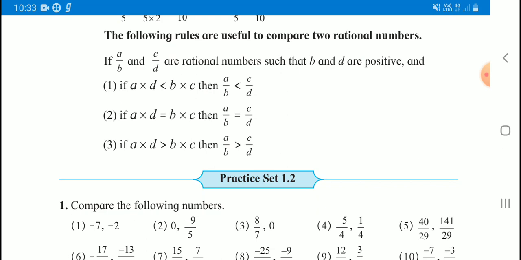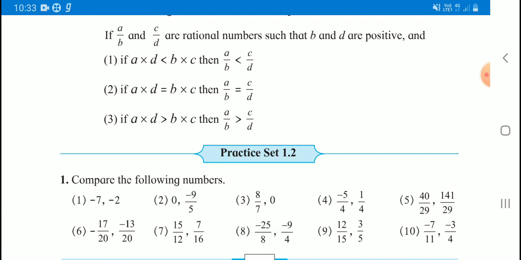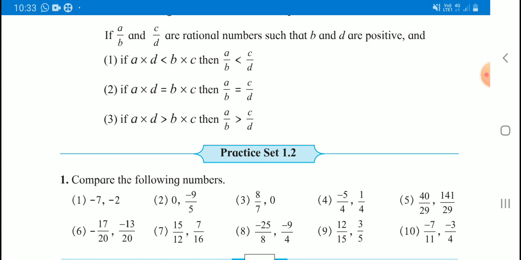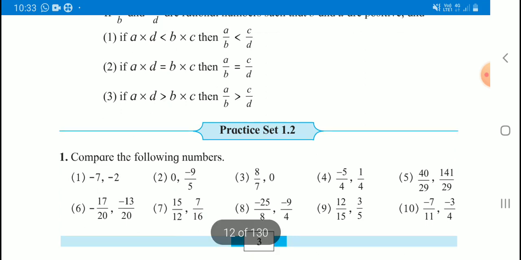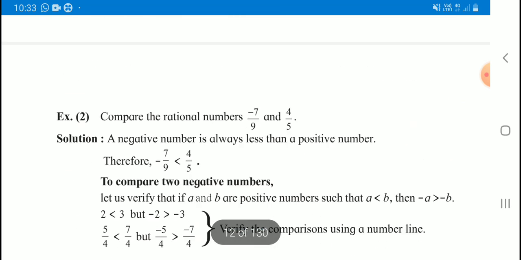The second condition is, if a multiplied by d is equal to b multiplied by c, then both the rational numbers are equal. Means a upon b is equal to c upon d. The next condition is, if a multiplied by d is greater than b multiplied by c, then you can write that a upon b is greater than c upon d. These are the rules to compare rational numbers.